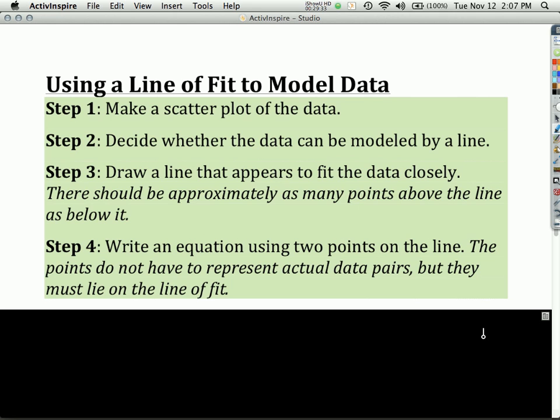And that's another thing we're going to talk about. We're going to use slope-intercept form a lot today, but you should be comfortable with all 3 forms. Okay?